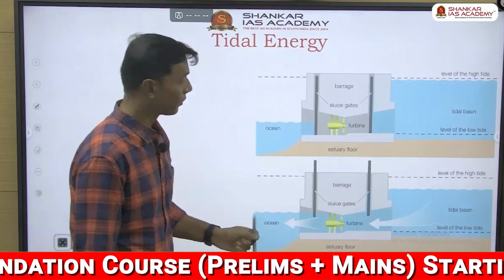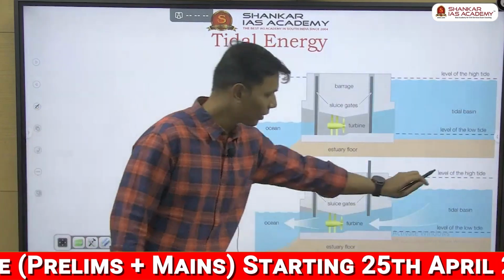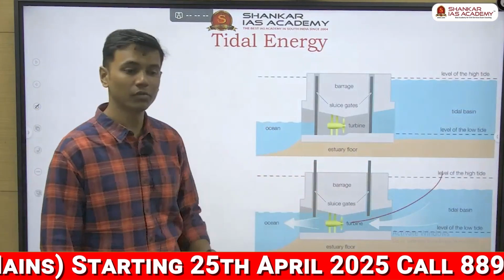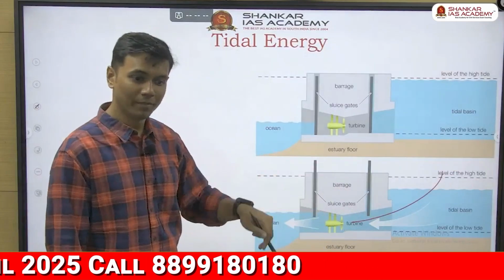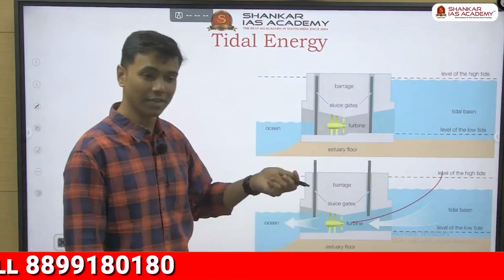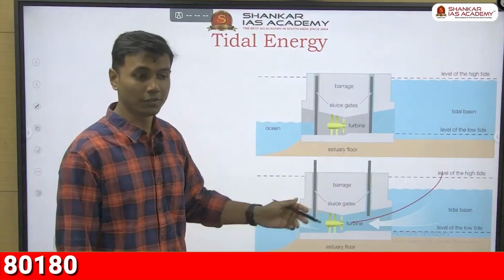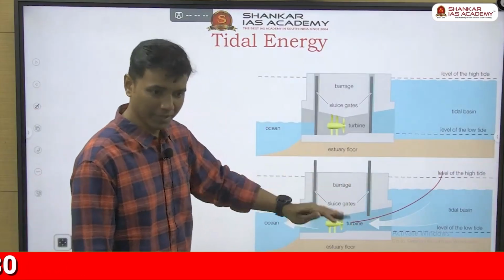Then at a later point, you're going to open the gate. When you open the gate, what happens? The potential energy will be converted into kinetic energy. You're putting a turbine here, converted into mechanical energy. Turbines can be attached to a generator, converted into electrical energy. You're producing alternating current here by spinning the turbine.